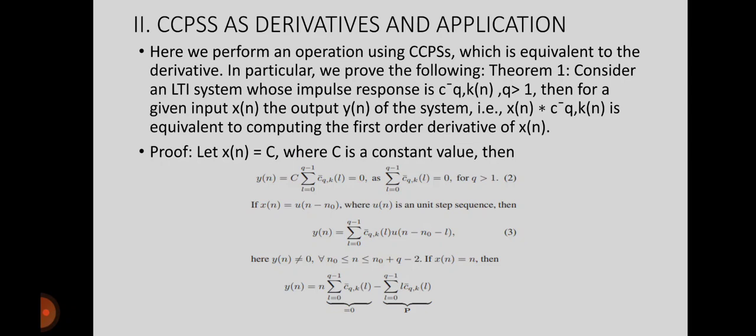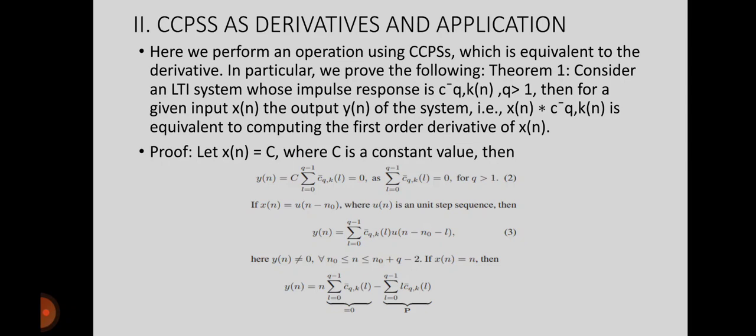When coming to the proof, let x of n is equal to c, where c is a constant value. Then y of n is equal to c times summation of l equals 0 to q minus 1 of C bar q,k of l, which is equal to 0 for q greater than 1. This is equation 2, which implies output 1, which is y of n.